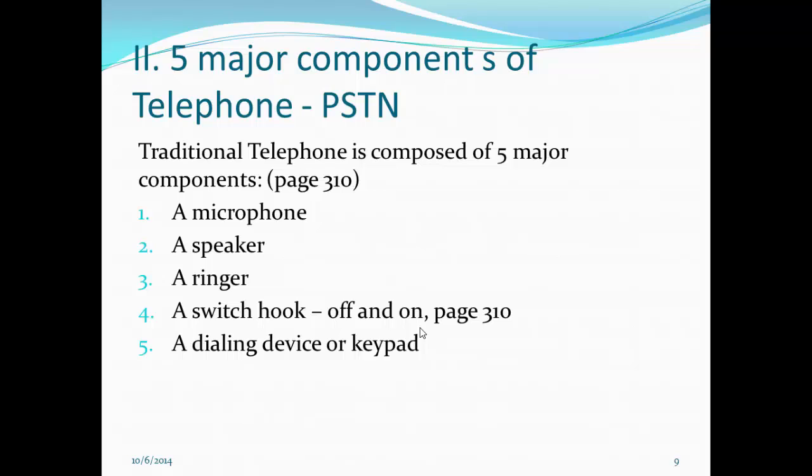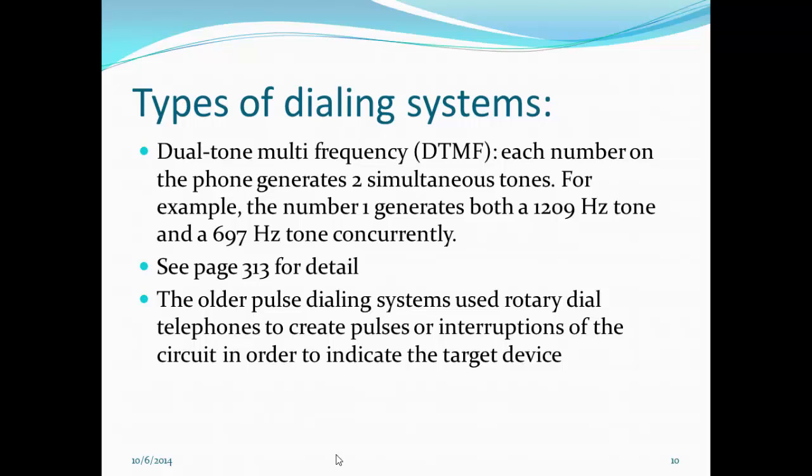Okay, five major components of a telephone or PSTN. A traditional telephone is composed of five major components. I referenced this on page 310. Microphone, speaker, ringer, switch, which is off the hook and on the hook. Also, the last one is the dialing device or keypad. Type of dialing system: dual tone multi-frequency. Each of the number keys on the phone generates two simultaneous tones. For example, the number 1 generates both a 1209 Hz tone and a 697 Hz tone concurrently.